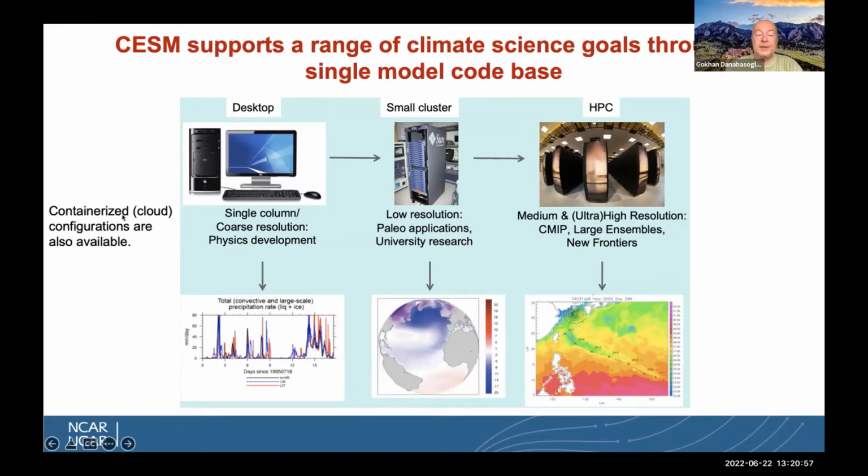I should also mention that we have various containerized versions of the model also available, and they are very useful for tutorial purposes. Students or early career scientists can easily use the CESM through these containerized CESM versions.